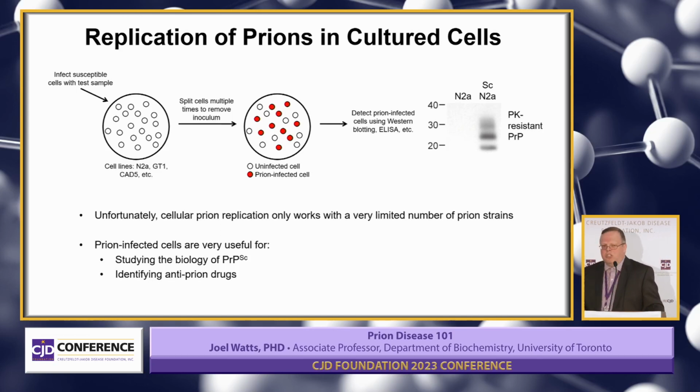And you can use this to do things like study how PrPSc is made and how protein misfolding works. More importantly, you can use it to identify drugs that might interfere with this process and could therefore be therapeutics for CJD.